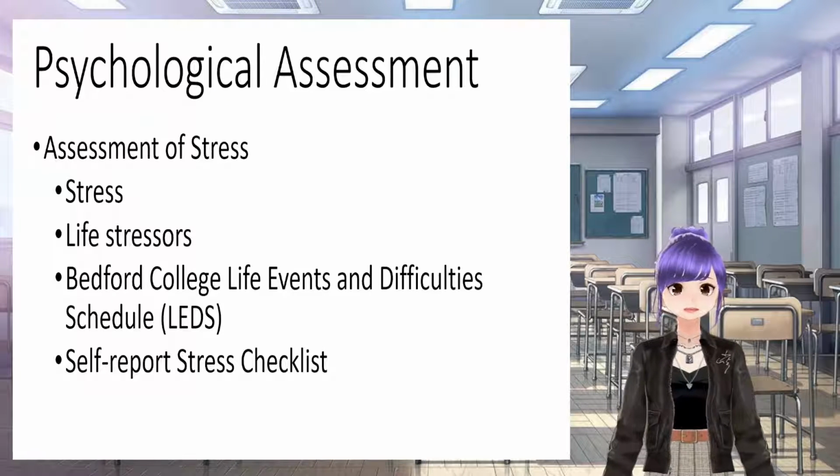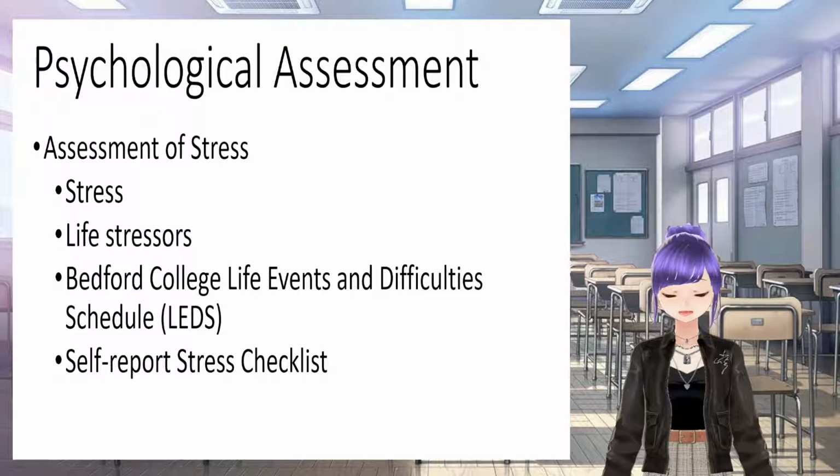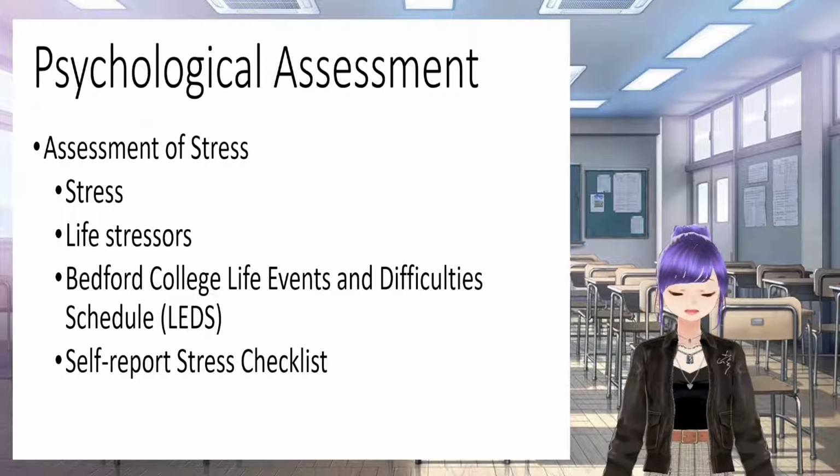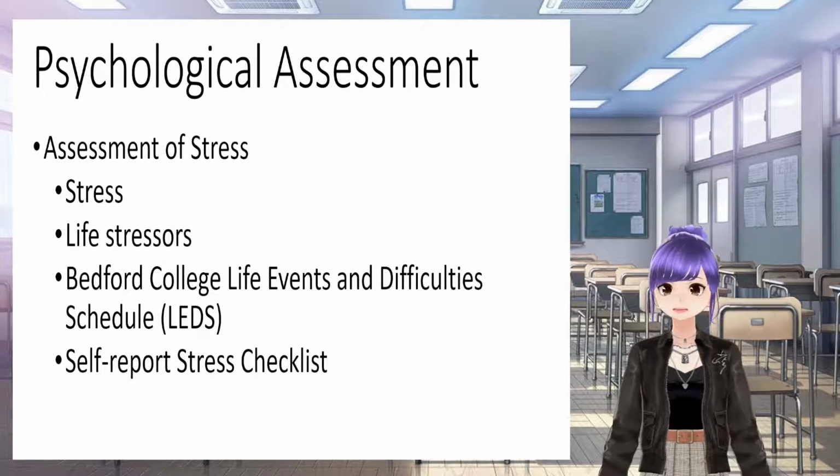The self-report stress checklist is a quicker method of assessing stress. An example of it is the List of Threatening Experiences or the Psychiatric Epidemiological Research Interview Life Event Scale. This lists different life events, and participants are asked to indicate whether or not these events happened to them in a specified period of time. So we can see here in the assessment of stress the importance of environmental factors in diagnosing.